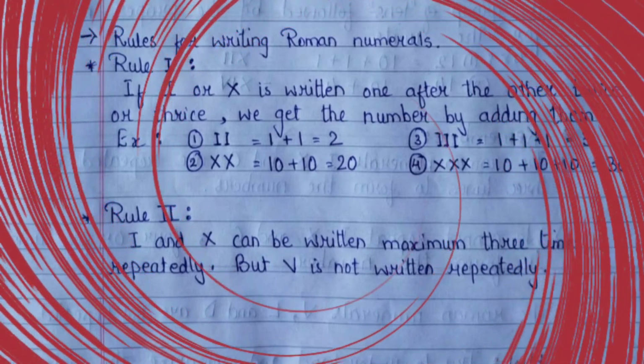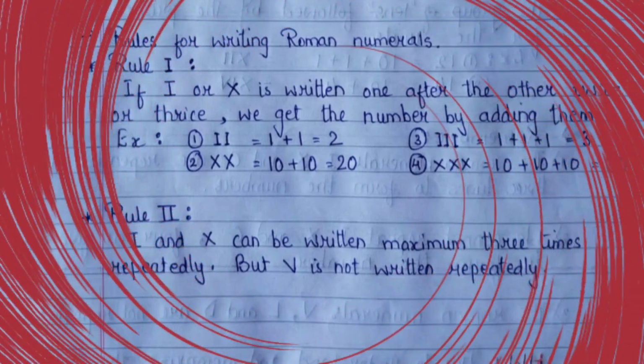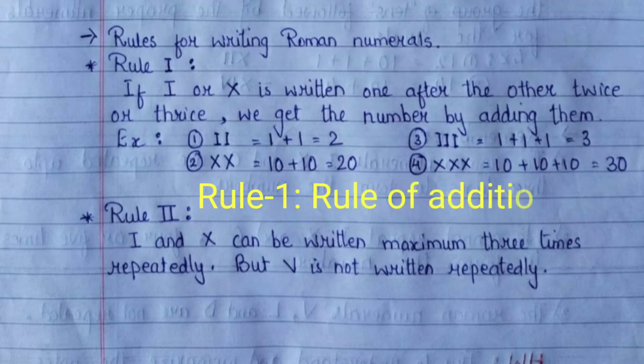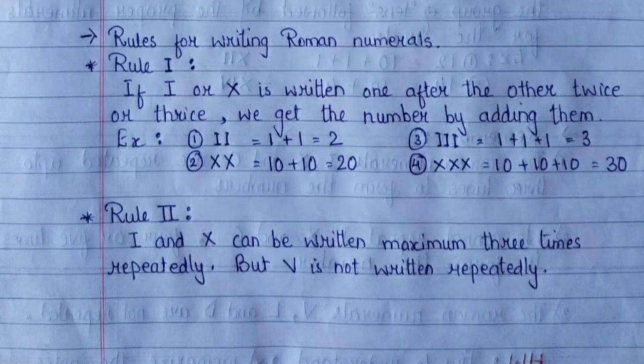Now we know the value of each symbol used in Roman numerals. Let us learn few rules for writing Roman numerals. These rules will help us to form numbers. Our first rule is rule of addition. If I or X is written one after the other twice or thrice, we get the number by adding them.